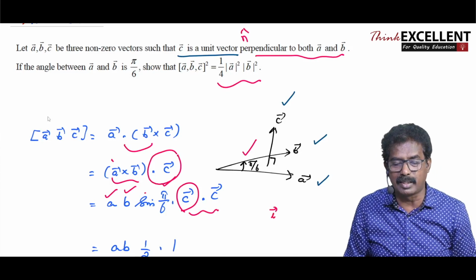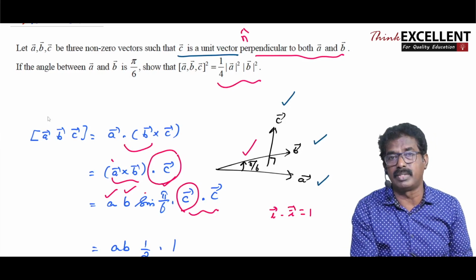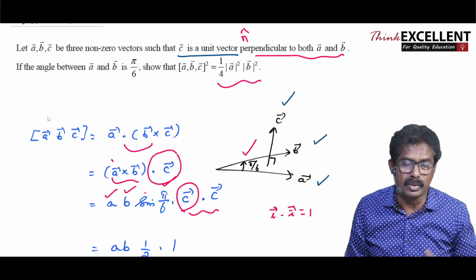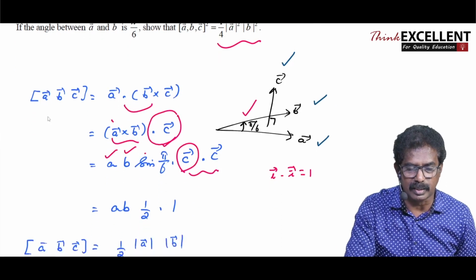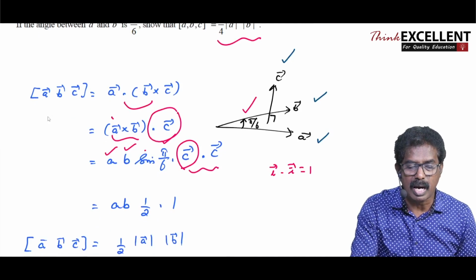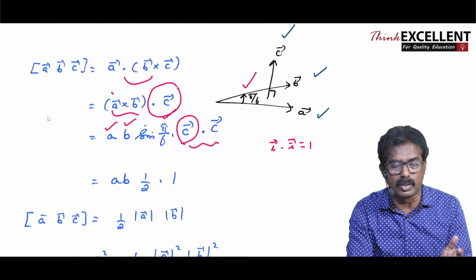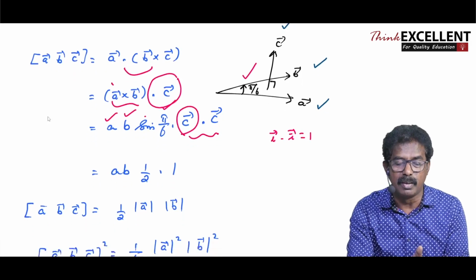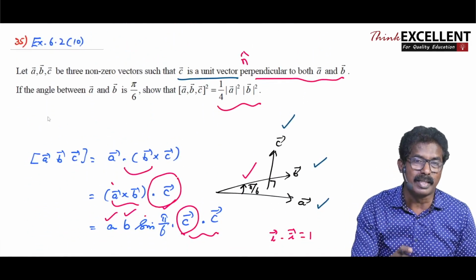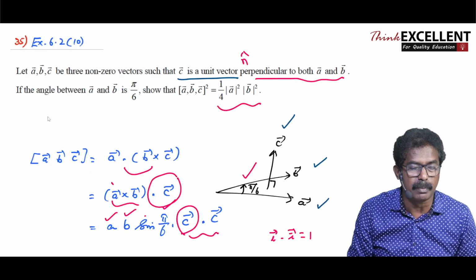You know, I dot I is 1, J dot J is 1, K dot K is 1. If it is a unit vector, it is 1, but A dot A is A square. If it is not a unit vector, you have to write A square like that. So, sin 30 is 1 by 2. So, half into modulus A, modulus B. Now, we have to square it, right? Box product square, you will get 1 by 4 into modulus A square, modulus B square. It's a very simple question and very important like this. Theory questions also you study. Now, let's move on to the next question, number 36.